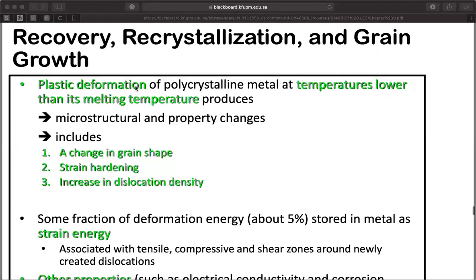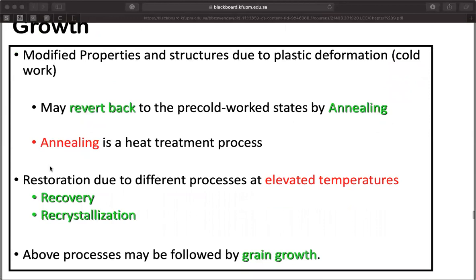And in order to gain back some ductility, there's something called annealing, which is a heat treatment process of a material. In the heat treatment process, we are heating up the material. So we are taking the material, let's say, from T1 all the way to T2. We are providing some heat to the material in order to gain some ductility.